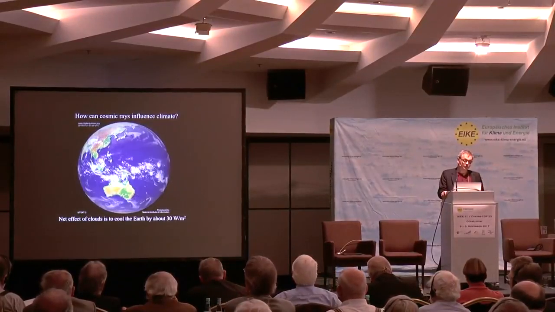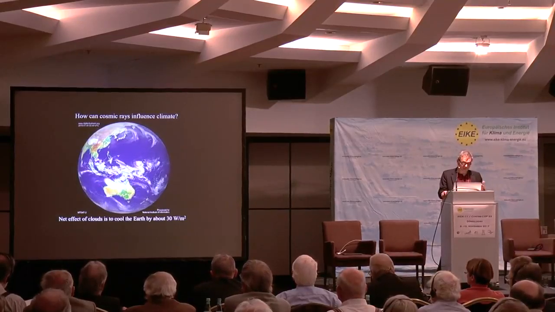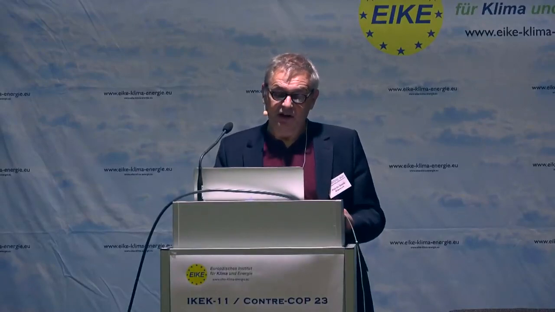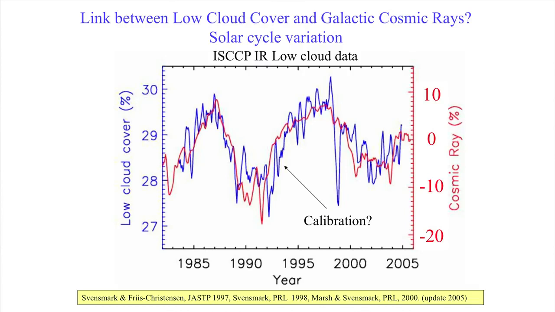So if we have more clouds, we should get a cooler temperature, so the temperature should go down. So the idea is that when we have more cosmic rays, we should have more clouds. And this curve I have also shown many times. This is a satellite observation from 1983 until 2006. It is showing in the blue curve the change in the low clouds over this period, and the red curve is the change in cosmic rays over the same period.